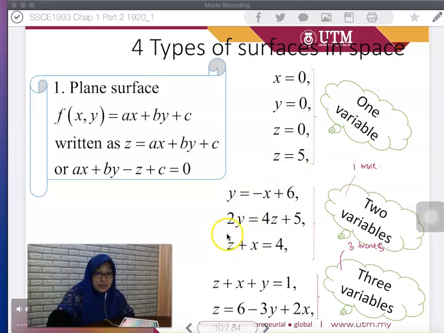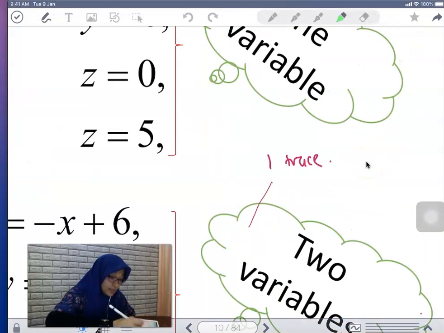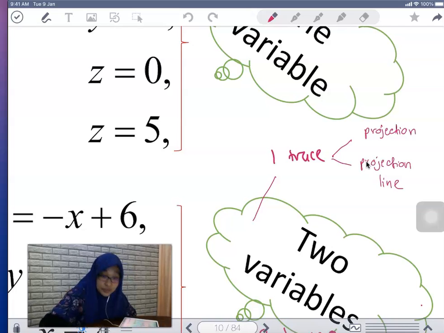As you can see, for example, in the example we have discussed, if the total number of variables is 2, there is only one single trace. But if the total number of variables is 3, you need to provide 3 traces. When you have one trace, you must obtain the projection. And to complete the sketch, to get the plane, you must draw the projection line. But for 3 traces, you don't have the projection.